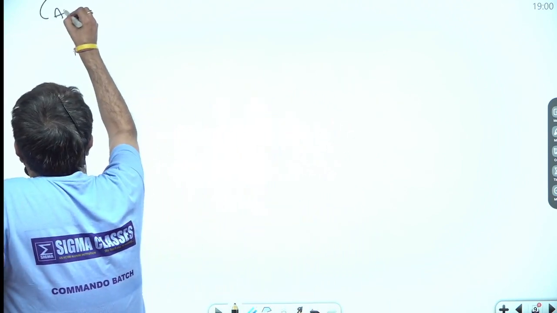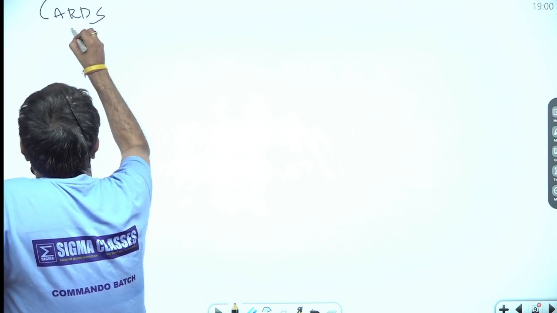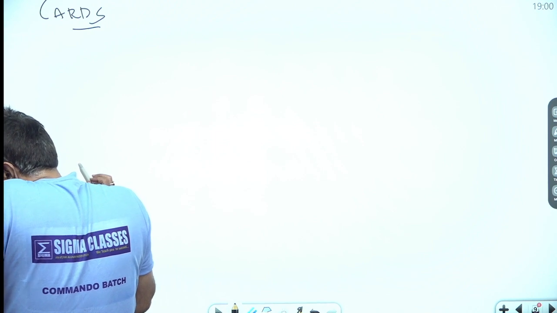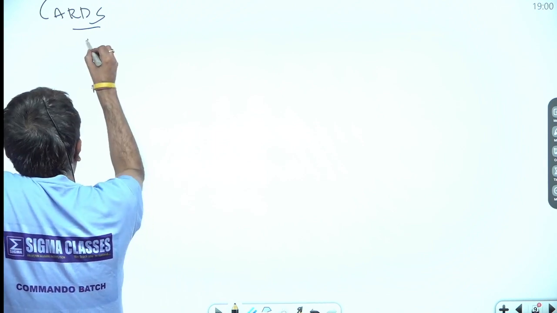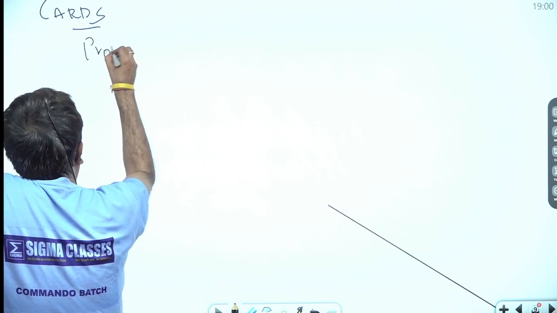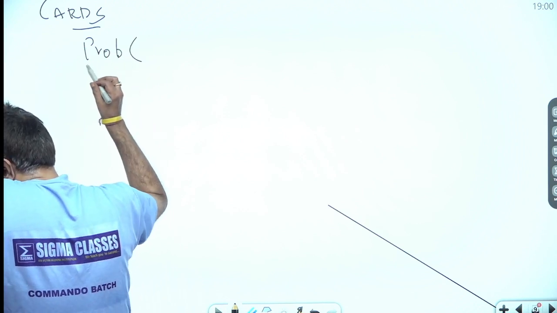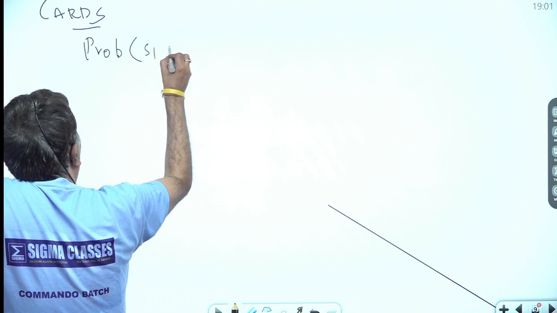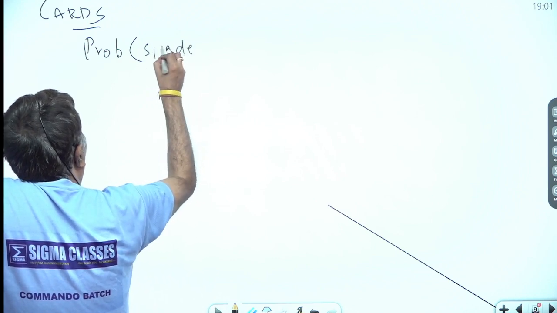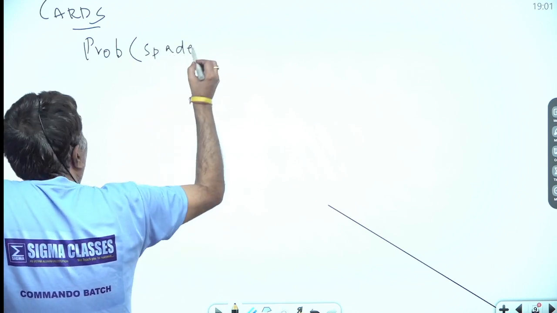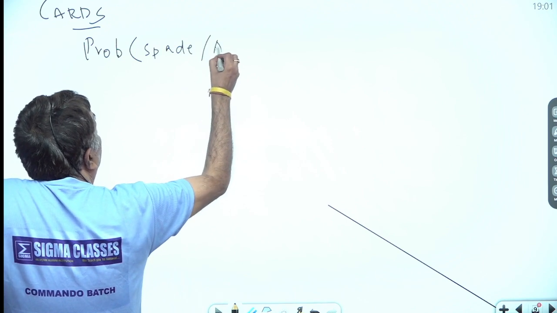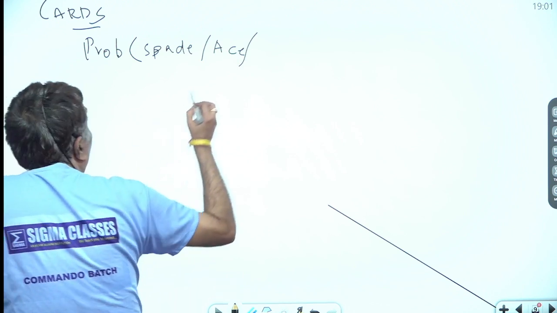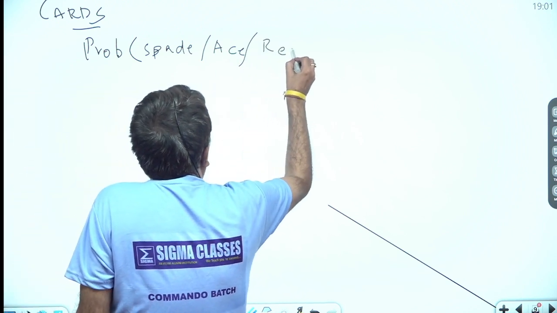In cards, let's do a question in cards. What is the probability that you are getting a spade or an ace or a red card?